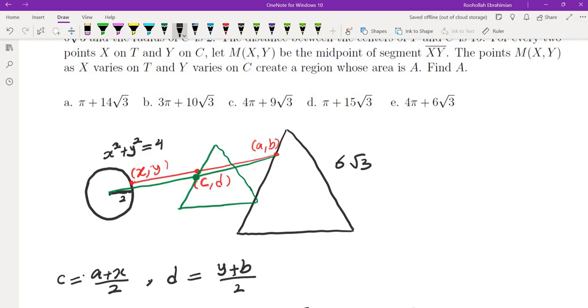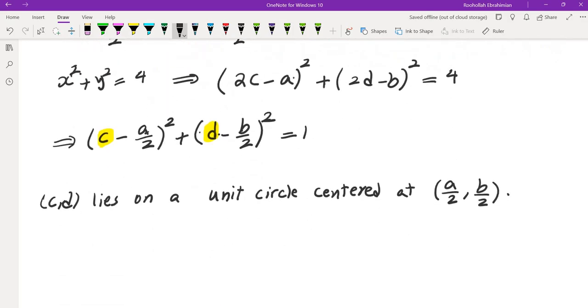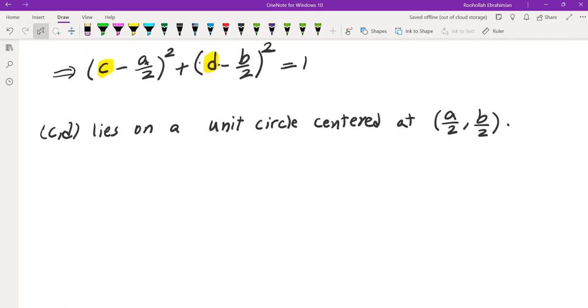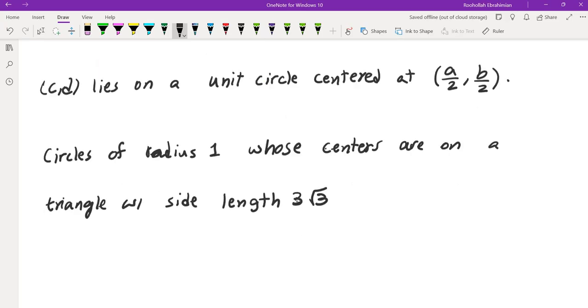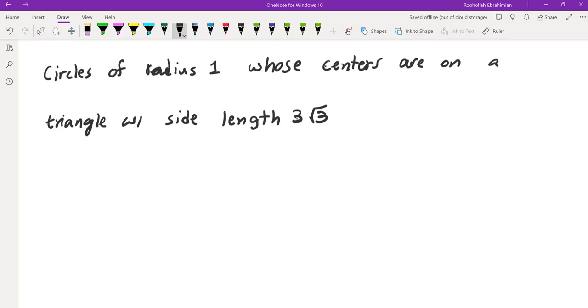And the region is going to be the union of circles of radius 1 whose centers are on a triangle with side length exactly half of what we had, which would be 3√3. So this is the region that we are trying to find the area of.